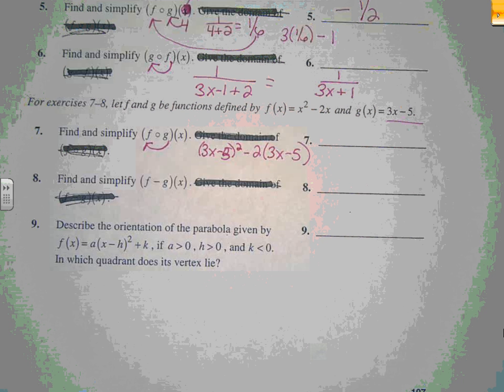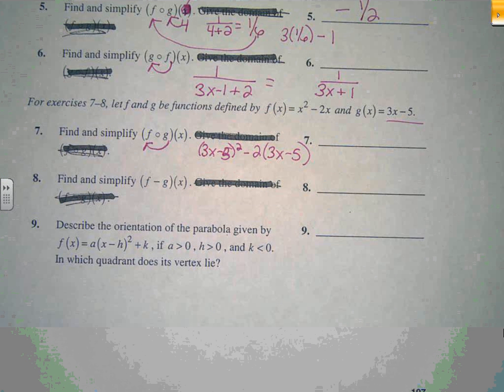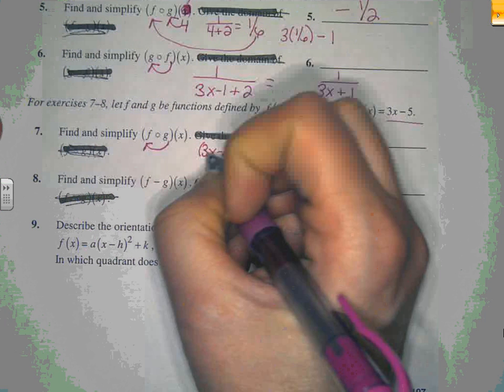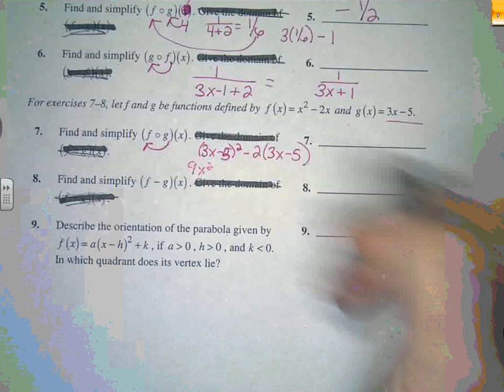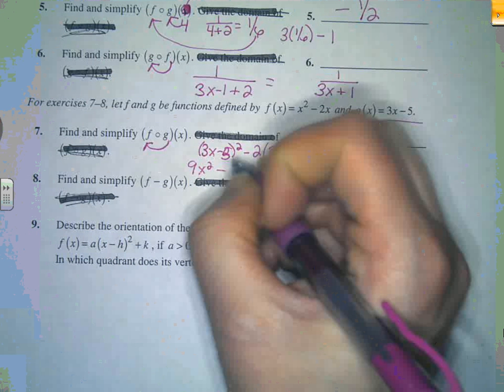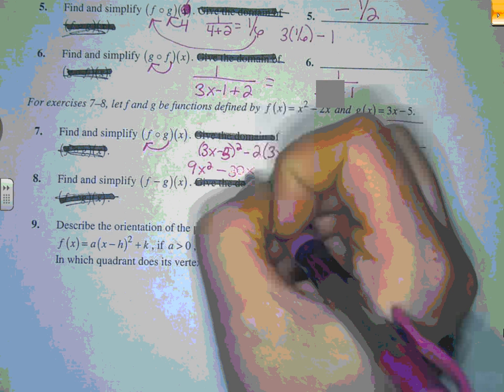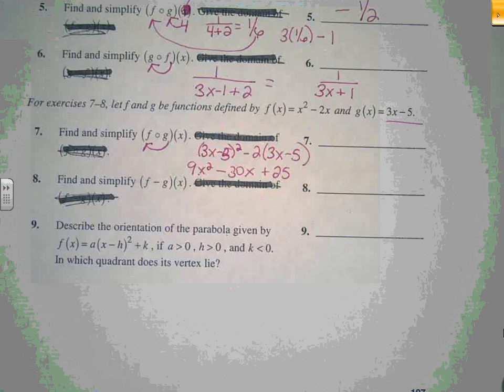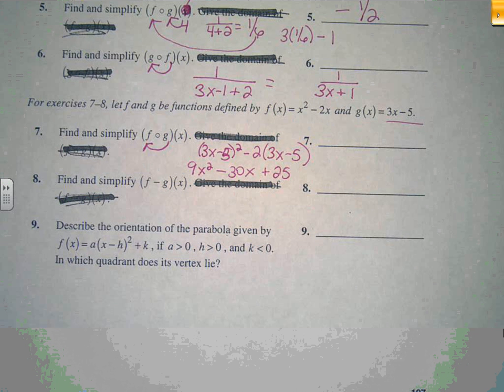Now we need to simplify that. How do you simplify 3x minus 5 squared? Foil. So either write it out, I don't have a lot of room, but you're going to foil. So it would be 9x squared minus 15x and minus 15x is minus 30x plus 25. I choose the shortcut to foiling, but you can also write it out twice and foil.